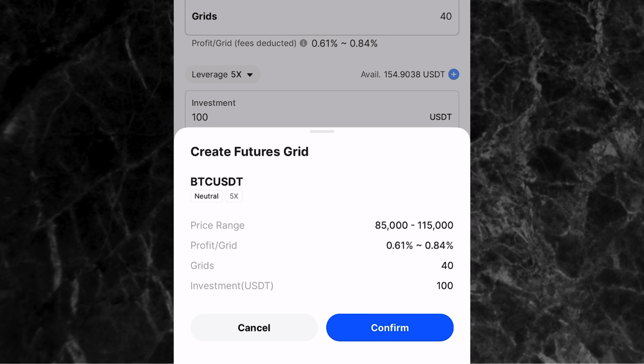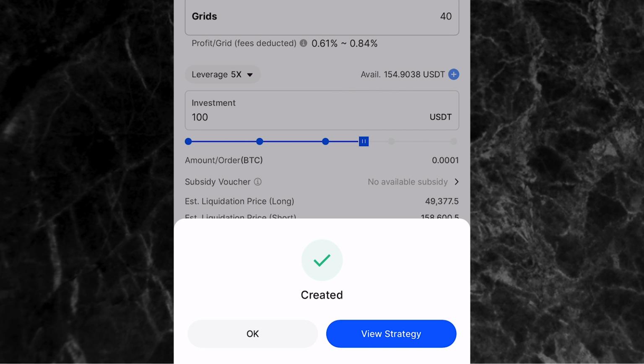So you can see we are trading BTC USDT, we are trading the neutral position, and we are using the 5x leverage. And then the price range is between $85,000 to $115,000, and the profit per grid is 0.61% to 0.84%. And the number of grids is 40, and the investment I'm putting in is 100 USDT. So once you've seen all of that, just click on confirm. And just like that, you've created your futures grid trading bot.